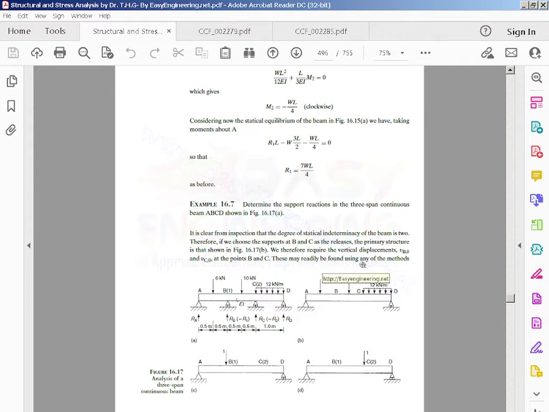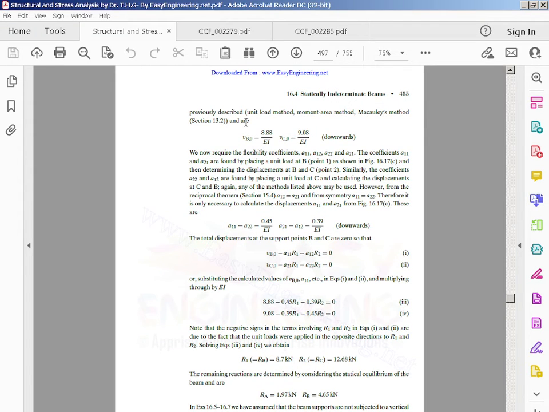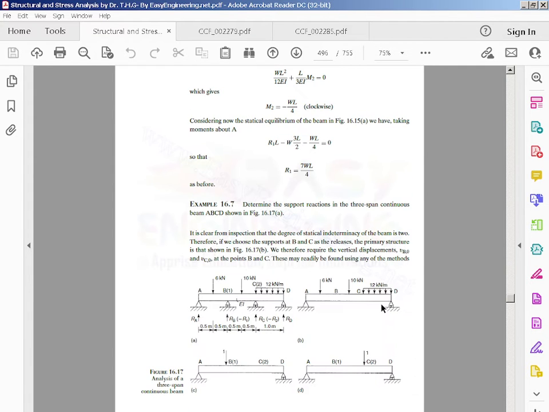These may readily be found using any of the methods previously described: unit load method, moment area method, Macaulay's method, section 13.2. I'm going to do separate videos on those. And so he's saying VB0 is 8.88 divided by EI, and VC0 is 0.08 divided by EI. Basically VC is bigger than VB because the UDL is on that side.